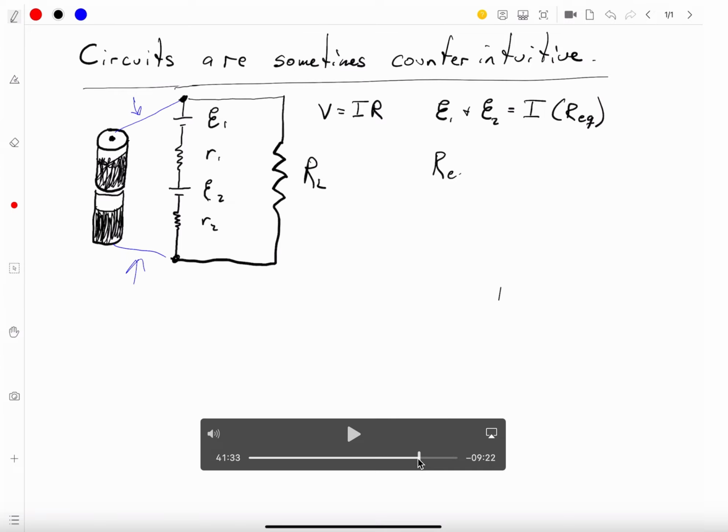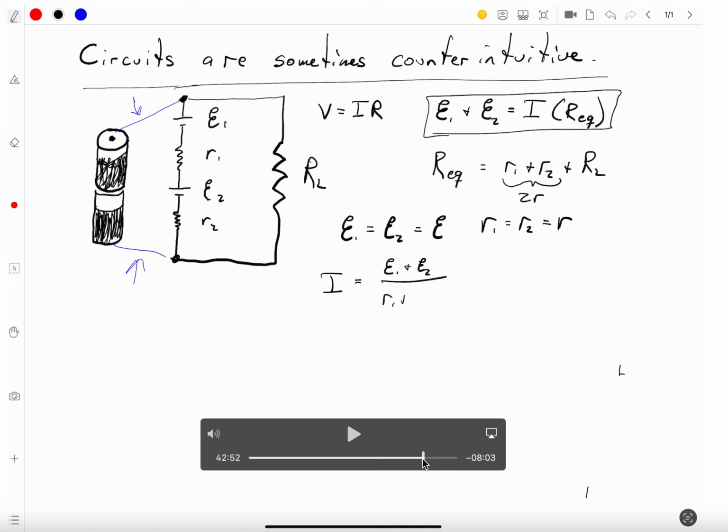And we're going to look at all the same stuff that we did before. I'm not making up these equations. I'm just saying that if they're in series, E1 plus E2 has to equal our current that's flowing through times our equivalent resistance for the circuit.